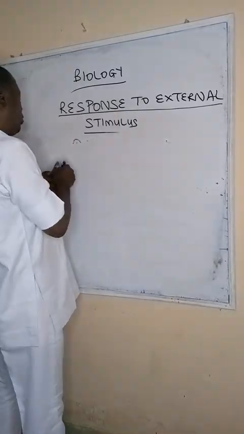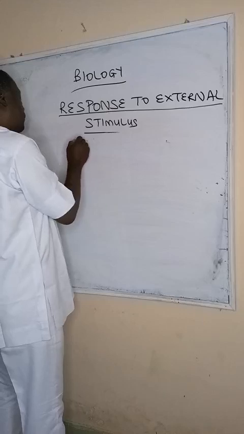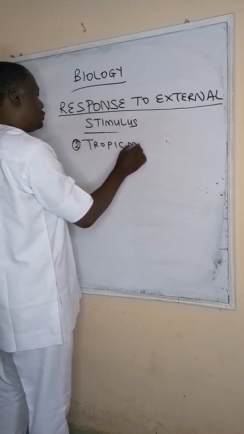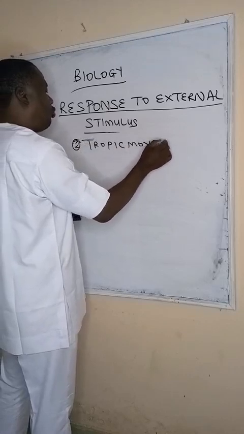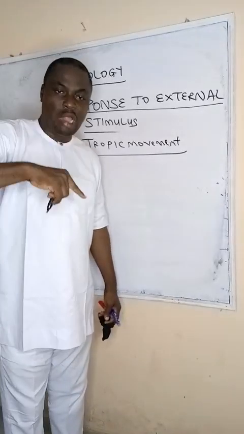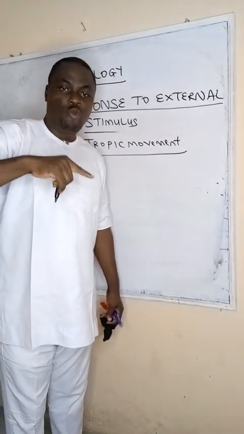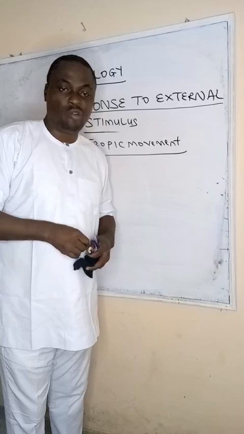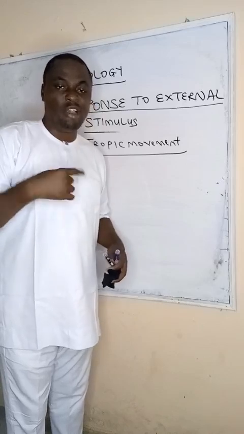And we go to tropic movement, number two. Tropic movement is the response of part of a plant to a directional stimulus. The stimulus is related to the direction.